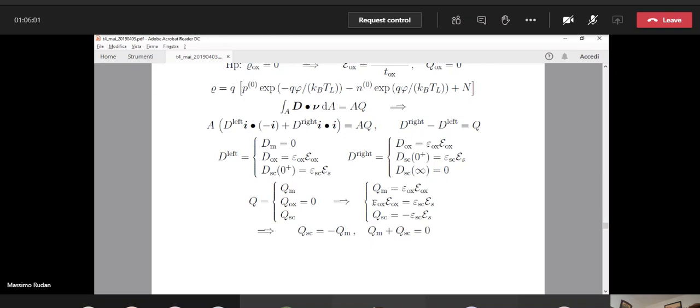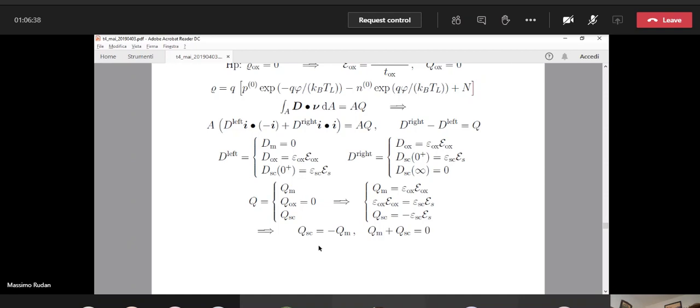Of course, they are not independent. You see that QM is equal to this, which is also equal to this, which is also equal to this, which is equal to minus this, which is equal to minus this. So by combining these relations, we obviously obtain that the total charge per unit area that is present inside the semiconductor is equal and opposite to the total charge per unit area inside the metal.